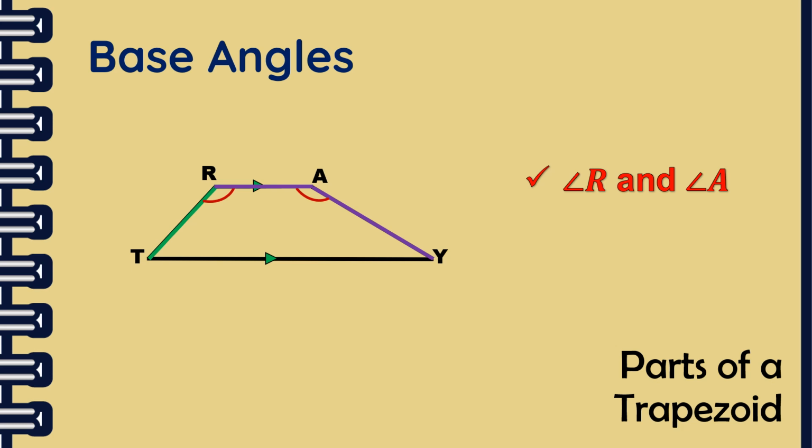In the case of angles R and A, these two base angles are formed by the base segment RA and the legs, segment RT and segment AY. Another pair of base angles is formed by the base segment TY and the legs, segment RT and segment AY. These two base angles are angle T and angle Y.